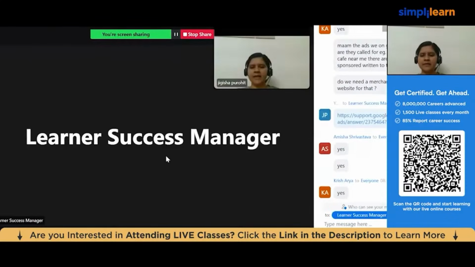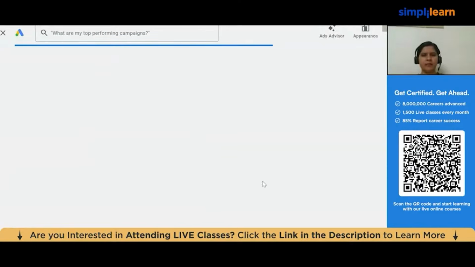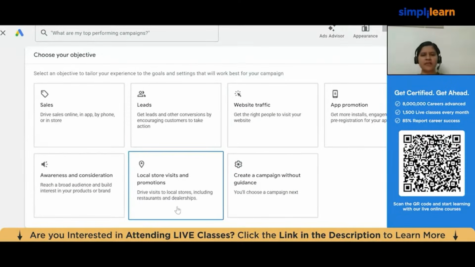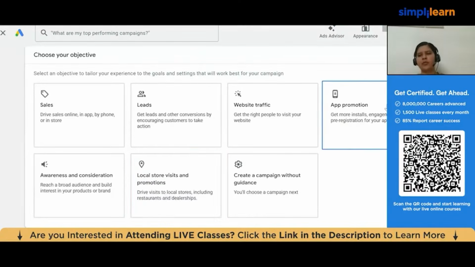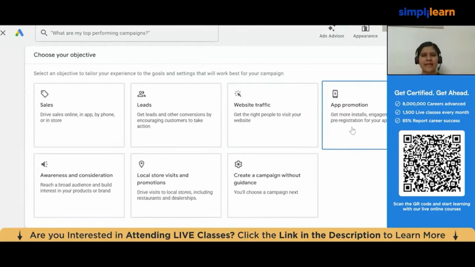Okay, are we clear, guys, with respect to the ad formats? Just to show you here, whenever we create a campaign, can you see this local store visit and promotion? This is the objective that we use to show your ads on maps and all. And for app promotion, this is the one that we use. You would see a lot of ads running on your Play Store, right? So it's more with respect to your objective than your ad format. Make sense?